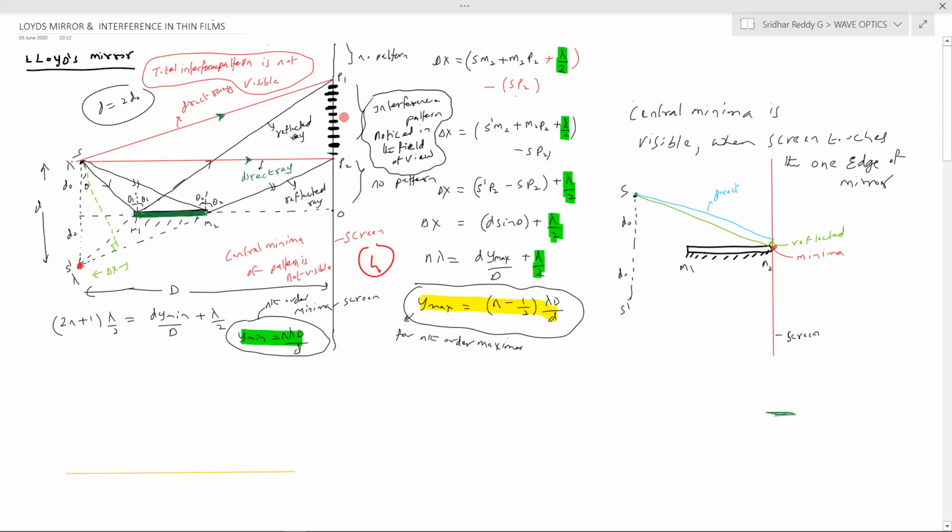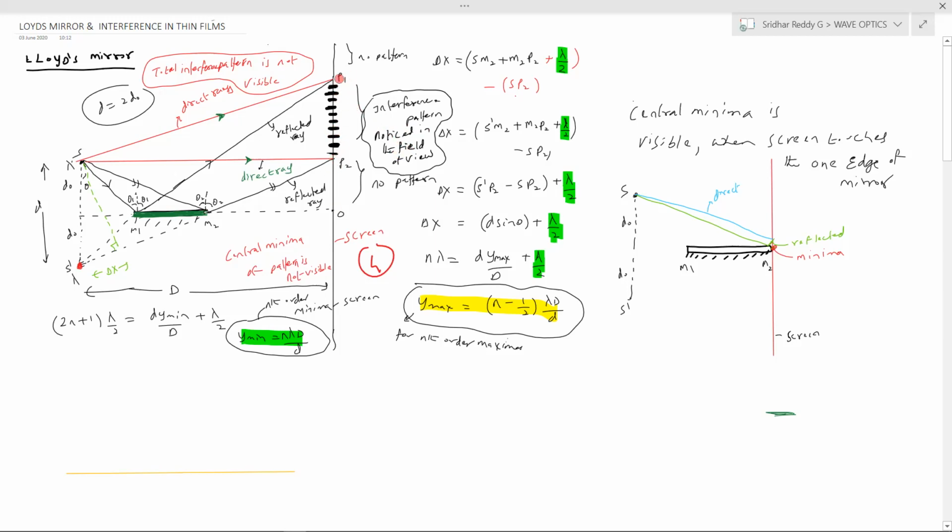Means a part of a screen which will be lying in the field of view of the mirror. What happens there? Only the interference will be obtained. Okay, able to notice the interference pattern in the field of view. There's one condition. Okay, got it now.